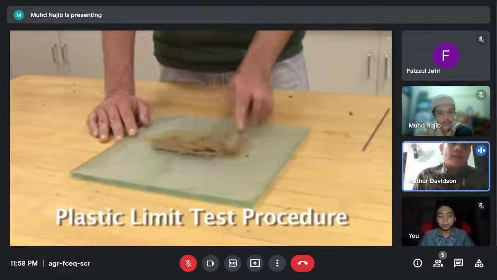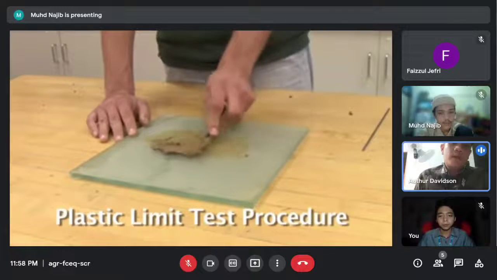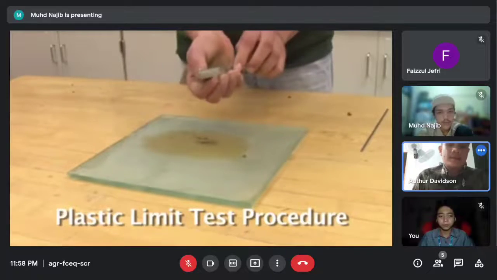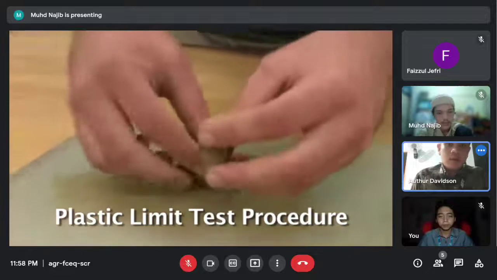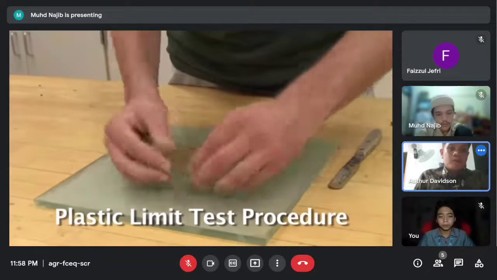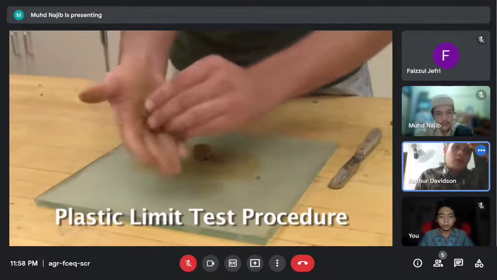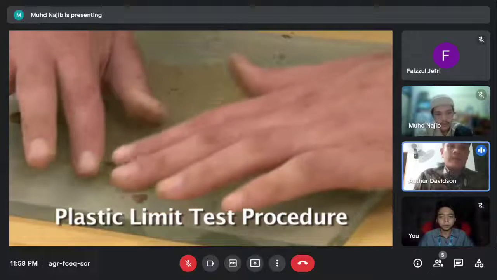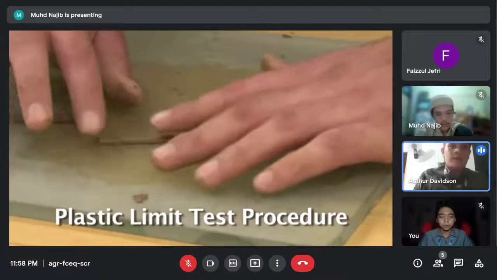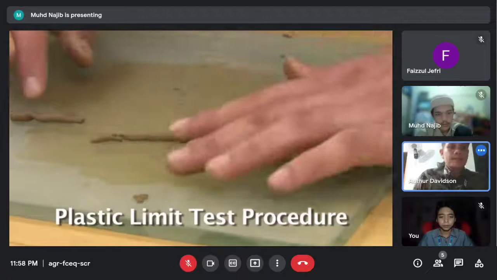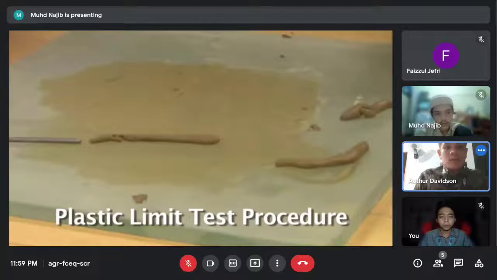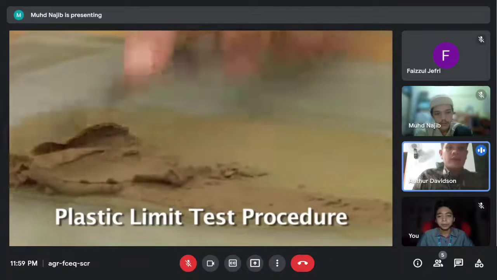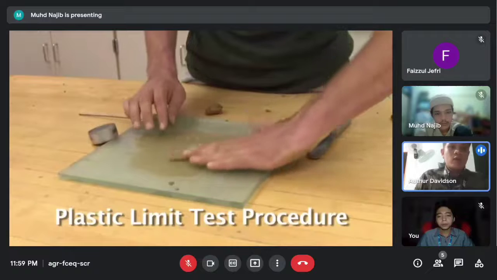Form the soil into an ellipsoidal mass. The mass between the palm or the fingers and the glass plate is then rolled. Next, use sufficient pressure to roll the mass into a thread of uniform diameter by using about 90 strokes per minute. The thread shall be deformed so that its diameter reaches 3.2 mm, taking no more than 2 minutes.